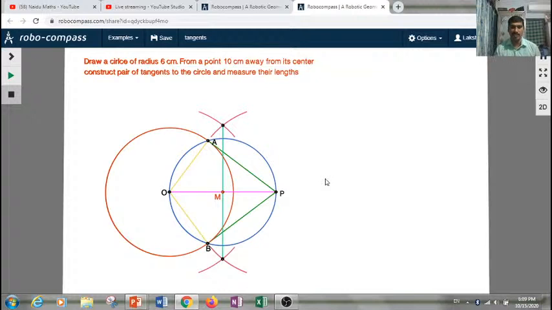First, construct a 6 cm radius circle, and locate point P 10 centimeters away from the center. Now the perpendicular bisector of OP is drawn. The meeting point is assumed as M. With M as center and MO as radius, a circle is drawn. This circle intersects the original circle at A and B. Now by joining PA and PB, you will get the tangents. Okay children? Yes, I hope it is clear for you everyone.